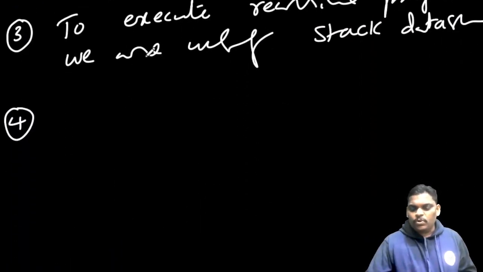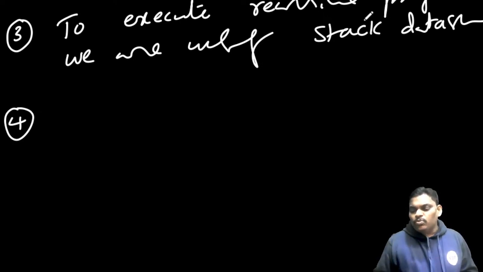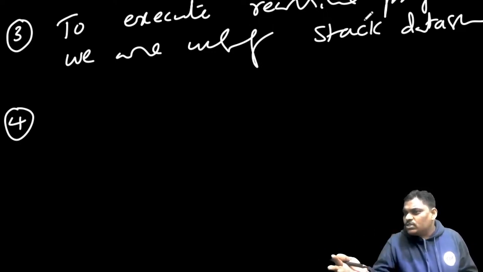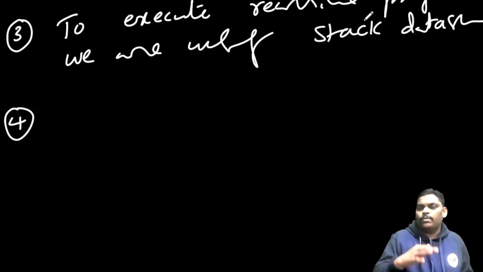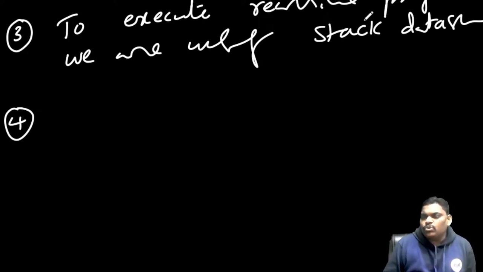To execute a recursive program, we are using the stack data structure. Can anyone help me? Can I use a queue data structure to execute the recursive program? If I use a queue, F6 came first, so F6 will push first. Immediately F6 will pop. Push, pop immediately. Then why are you pushing? Why are you popping?